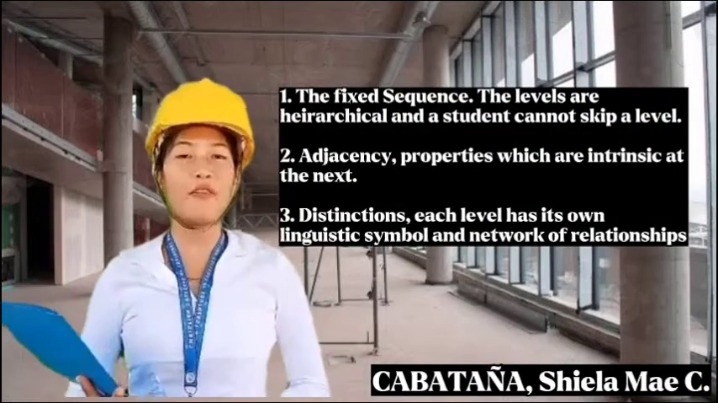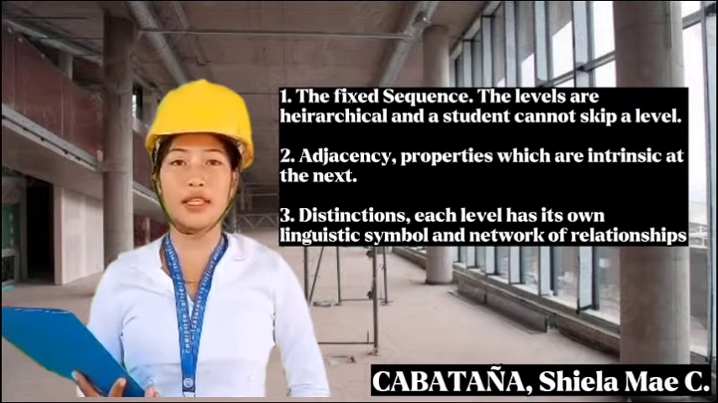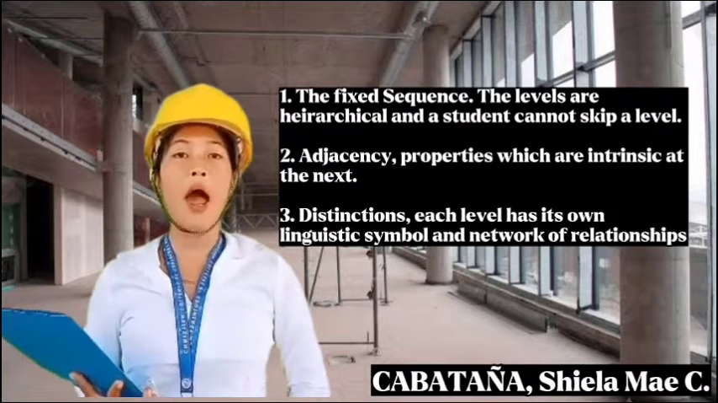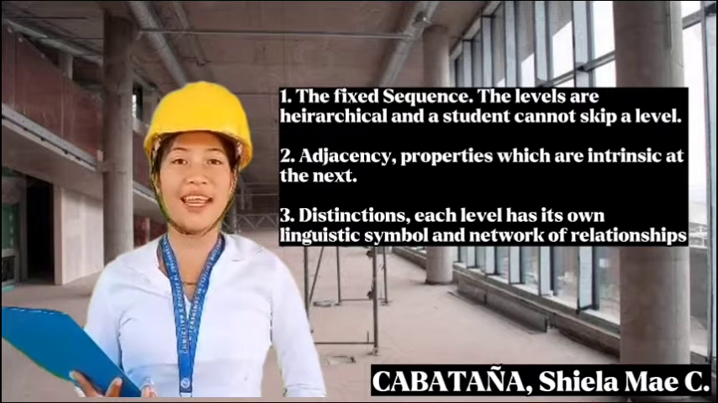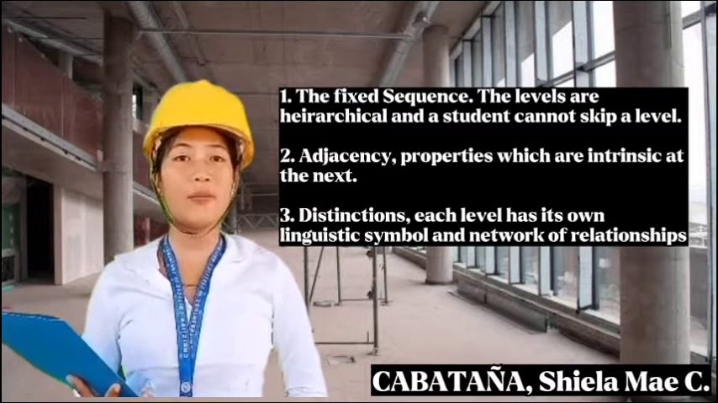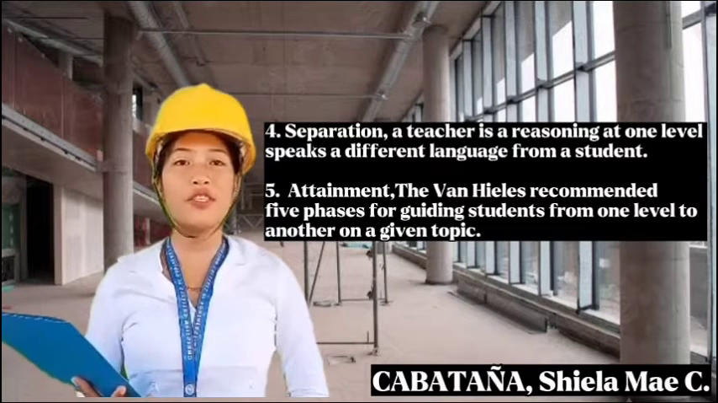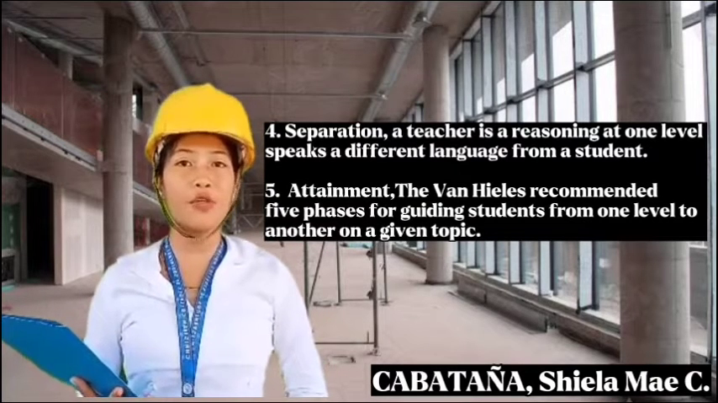There are 5 properties in a fixed sequence. The levels are hierarchical and a student cannot skip a level. Next is adjacency: properties which are intrinsic at one level become extrinsic at the next. Next is distinction: each level has its own linguistic symbol and network of relationships.